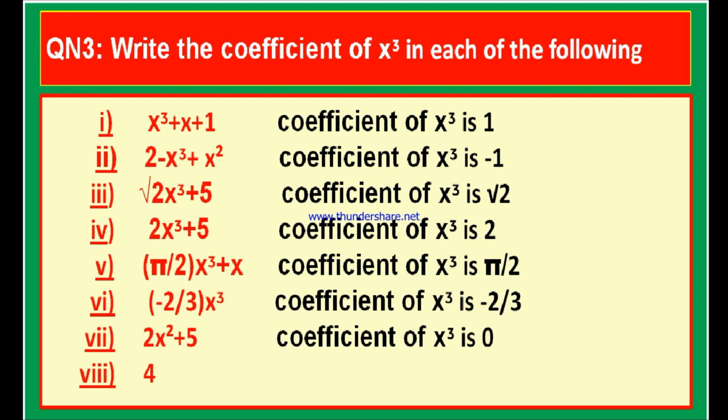Good. Now the 8th one, I have given only a constant number 4. Again, there is no x cube term. We have a constant term only. We don't have any x term, x square term, or x cube term. I just mentioned that the coefficient of x cube is 0 if the x cube term is missing. Understood? So we solved question number 1, question number 2 and question number 3 of exercise 2.1.